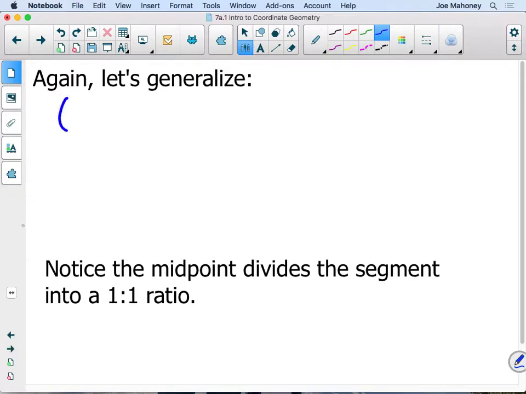So again, we're going to generalize it. If we're given 2 points, like x1 comma y1, we don't make that a 2, make it a 1.